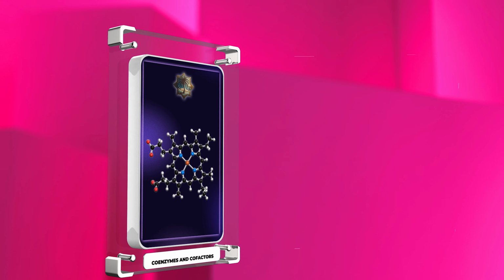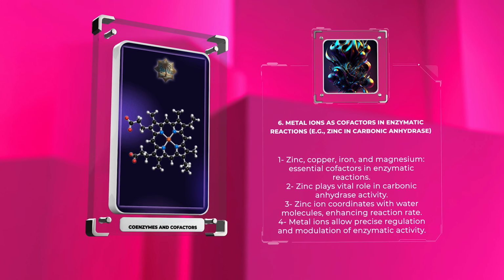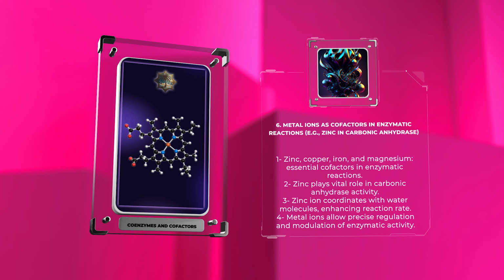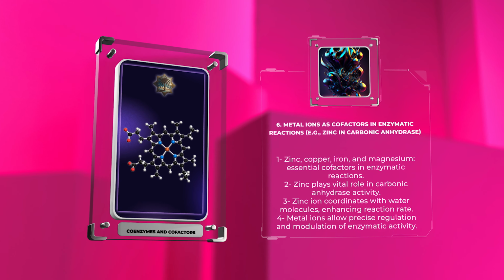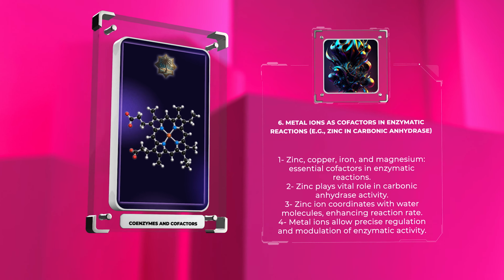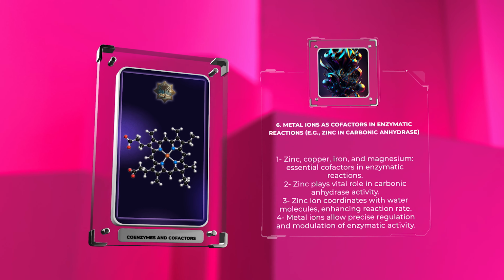Metal ions, such as zinc, copper, iron, and magnesium, serve as essential cofactors in a myriad of enzymatic reactions. For instance, zinc plays a vital role in the activity of carbonic anhydrase, an enzyme responsible for facilitating the reversible conversion of carbon dioxide to bicarbonate. In carbonic anhydrase, zinc ions are held at the enzyme's active site, contributing to its catalytic efficiency. The zinc ion coordinates with water molecules, creating a proper environment for CO2 hydration, and subsequently stabilizing the bicarbonate intermediate. This interaction enhances the reaction rate, enabling efficient carbon dioxide transport and maintaining acid-base balance in various biological processes.